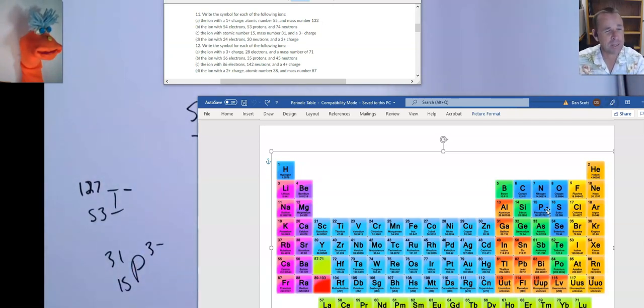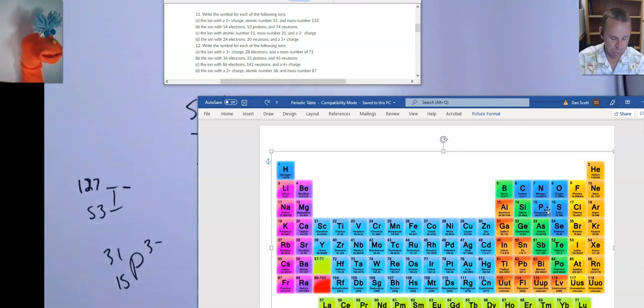How many electrons does that end up having? 31 minus 3? Not 31 minus 3, but what? Oh, 15 is the number of protons. That's right. So 15 is the number of protons. For phosphorus, 15 protons and 15 electrons if there's no charge here, right?